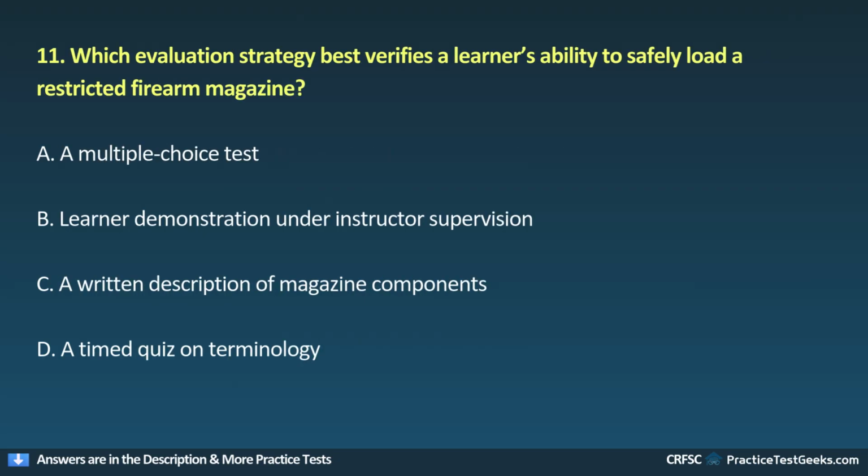11. Which evaluation strategy best verifies a learner's ability to safely load a restricted firearm magazine? A. A multiple-choice test. B. Learner demonstration under instructor supervision. C. A written description of magazine components. D. Timed quiz on terminology.